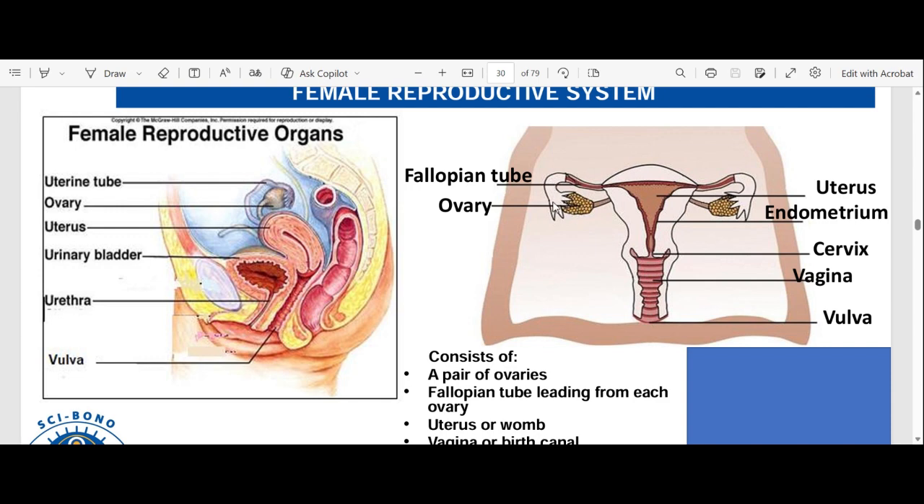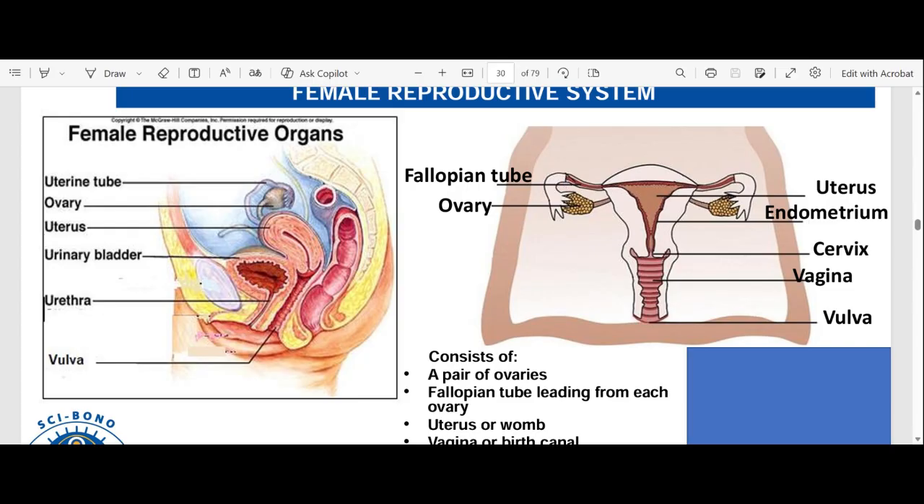This tube-like structure is called the fallopian tube. We have two fallopian tubes, on the right-hand side and the left-hand side. What's the function of our fallopian tube? Our fallopian tube is the site of fertilization. So this is where fertilization happens in the fallopian tubes.